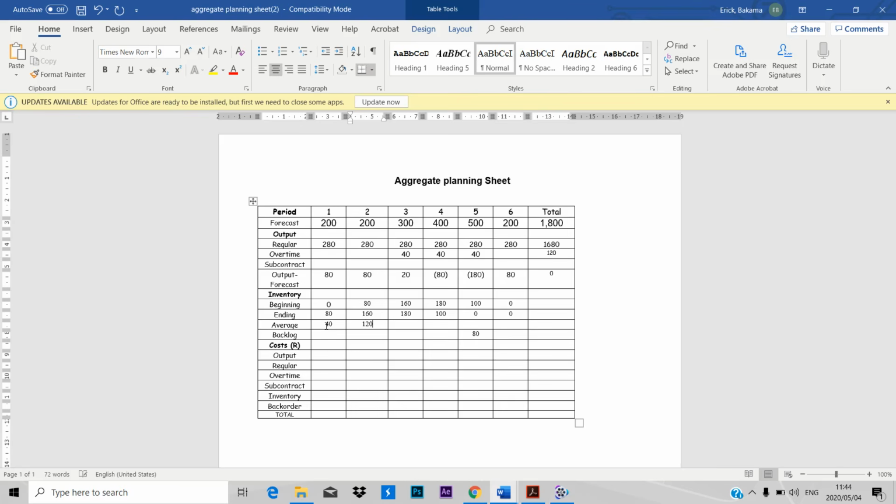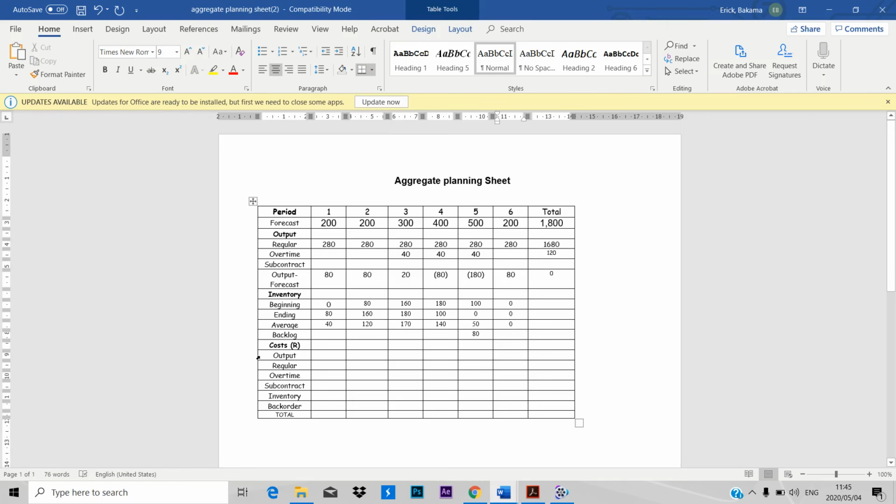So we have 120 here. The next one, we take 160 plus 180 that we divide by 2, which will give you 170. The next, we take 180 plus 100, which gives you 280 divided by 2. You have 140 here. It's just the average of the two values. Then we have 100 plus 0 divided by 2, which gives you 50. And then the other average is just equal to 0.